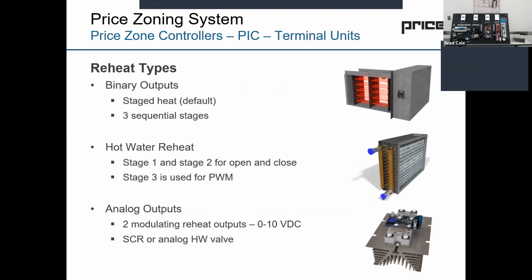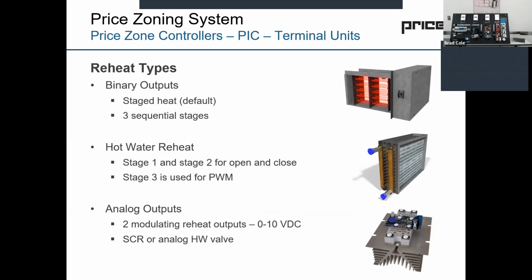I just want to say, guys, the PIC controller can handle any form of reheat, whether it's binary on off, 24 volts, floating point, tri-state, 0 to 10, 2 to 10, reverse acting. This can all be set up through the thermostat, an LCD thermostat that will come with the controller in the VAV box or the Prodigy.